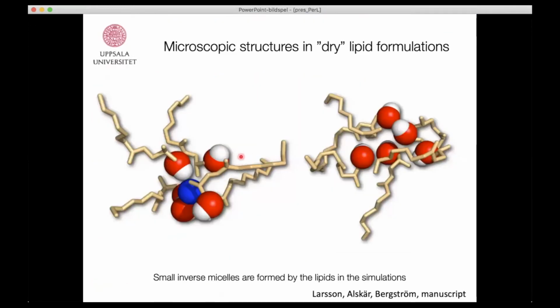And if you look a bit more carefully, you can find a number of structures that look like this. So essentially microscopic structures that exist even in dry lipid-based formulations. In this case, there's also a single water molecule present even in the dry state. Some lipid-based formulations contain trace amounts of water, even when they are considered to be dry. So we do see formation of what looks, at least visually, like small inverse micelles formed by the lipids in these simulations.